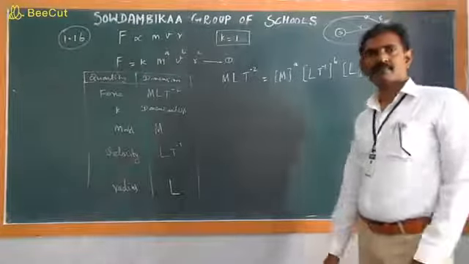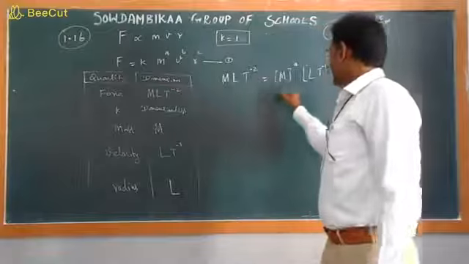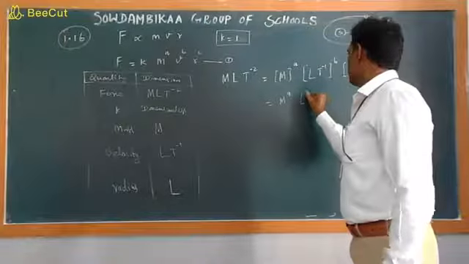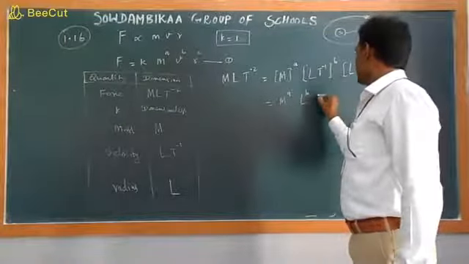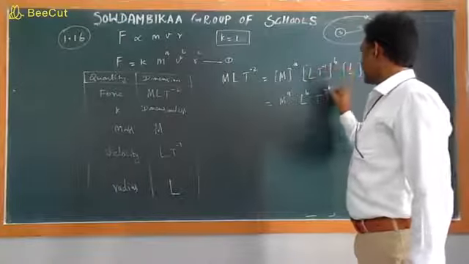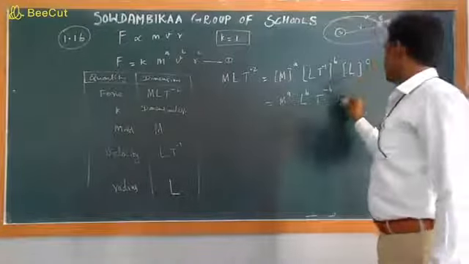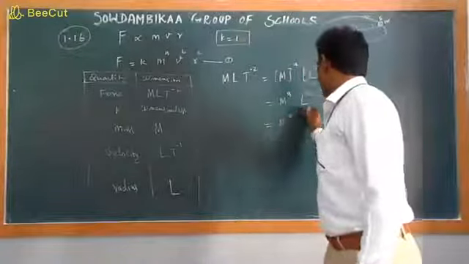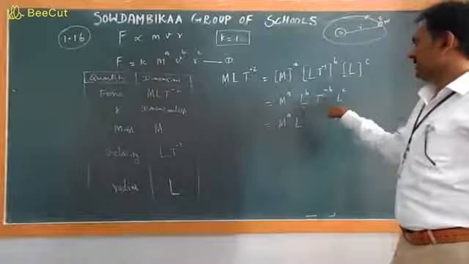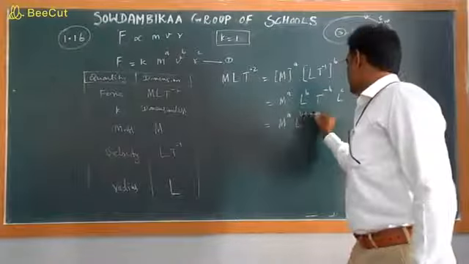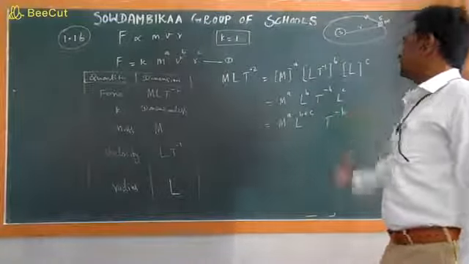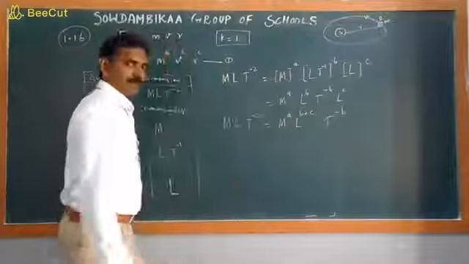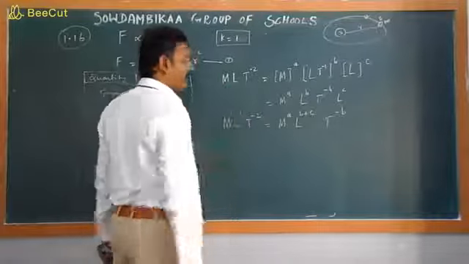It is written as M power a, L power b, T power minus b. At the time of the product, the powers of L add: L power b plus c, and T power minus b. Here on the left, M L T power minus 2, for better understanding we may take M power 1, L power 1.